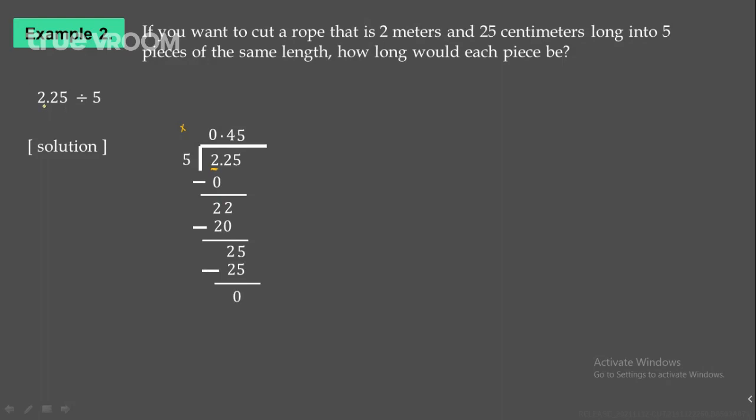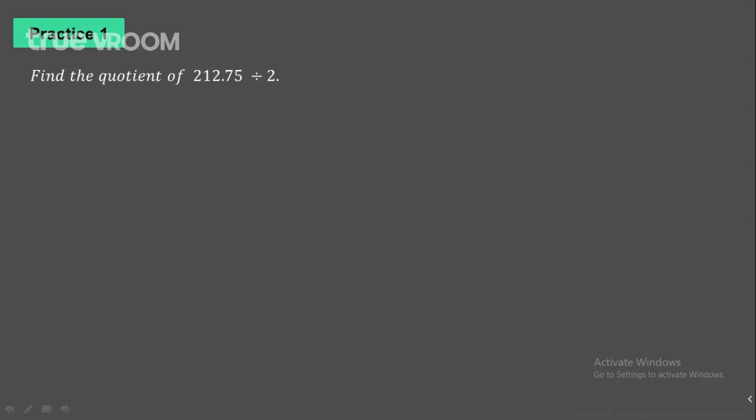So therefore, 2.25 divided by 5 is equal to 0.45. Understood? Yes, all right. So let's practice this one: 212.75 divided by 2. Who wants to answer?